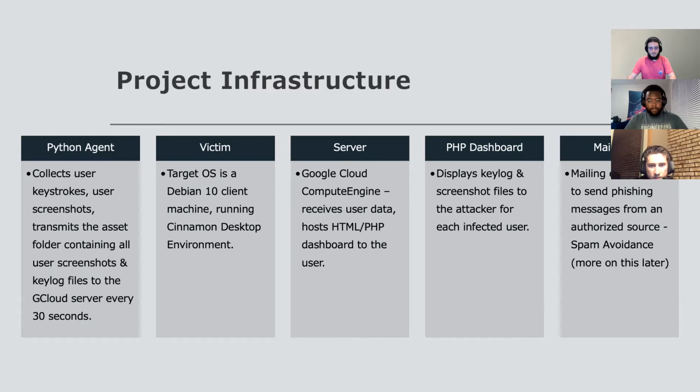And then we got our server, which is the Google Cloud Compute Engine. It receives user data and hosts an HTML/PHP dashboard to the user. The PHP dashboard displays keylog and screenshot files to the attacker for each infected user. And then we got MailChimp, the mailing engine used to send phishing messages from an authorized source for spam avoidance. More on this later in the next slides.